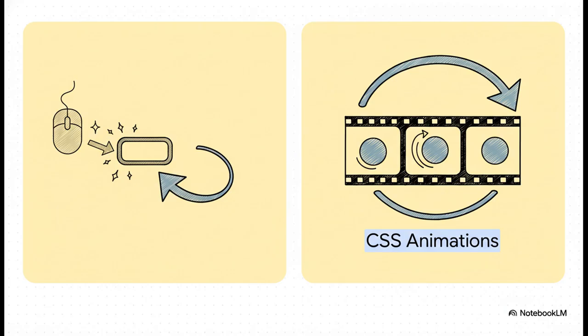So when do you use which one? It really boils down to this one crucial difference: the trigger. A transition needs a state change to kick it off, like a user hovering or clicking. An animation is totally self-contained. It can start the second the page loads and just keep going. So you use transitions for reacting to the user and animations for eye-catching, continuous motion.